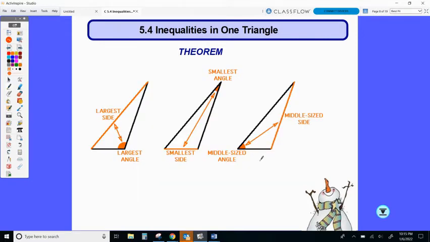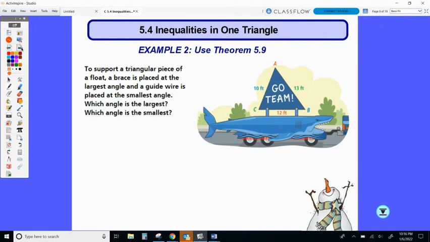Let's summarize what this looks like. The largest side is opposite my largest angle, the smallest side is opposite my smallest angle, and my middle size angle is opposite my middle size side. Okay, so to support a triangular piece of a float, a brace is placed at the largest angle and a guide wire is placed at the smallest angle. Which one is the largest and which one is the smallest?